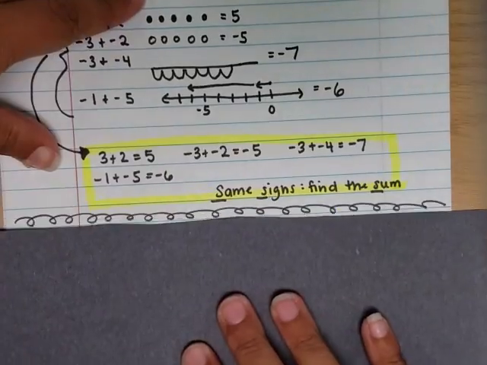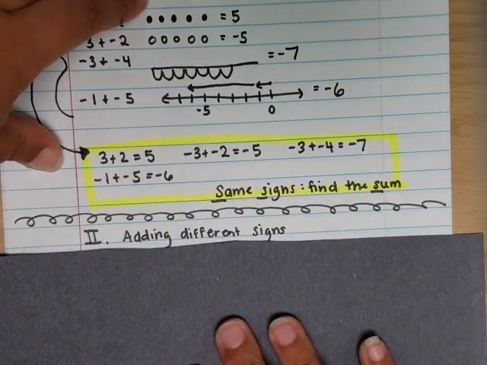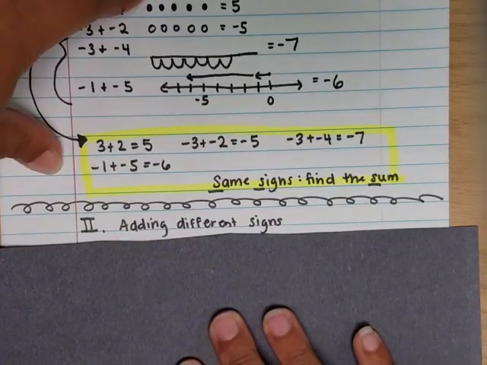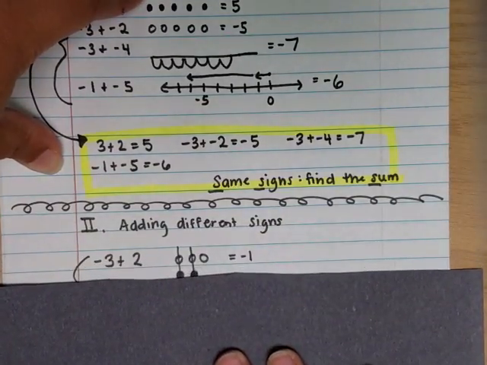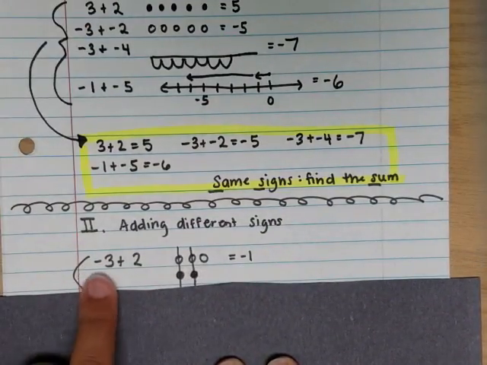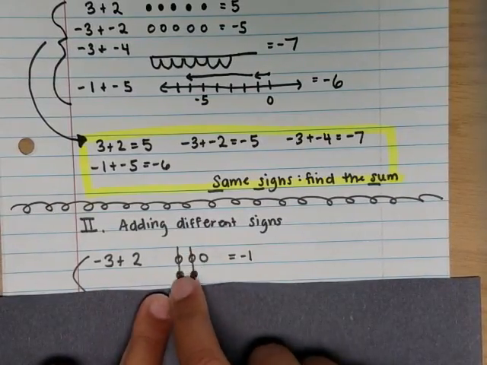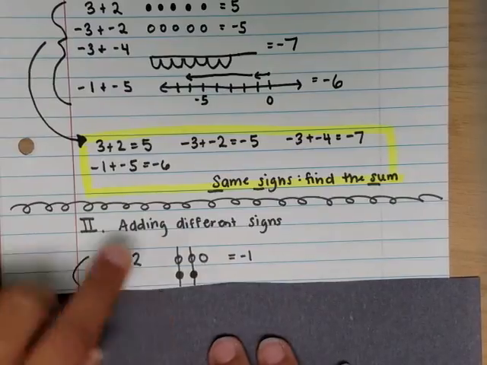Moving on. Again, this is your video, you can always pause it and rewatch it. Adding different signs. So I'm going to show you another few examples. This is negative 3 plus positive 2. Here's my 3 negatives. Here's my 2 positives. 0 pairs cancel out. It gives me negative 1.